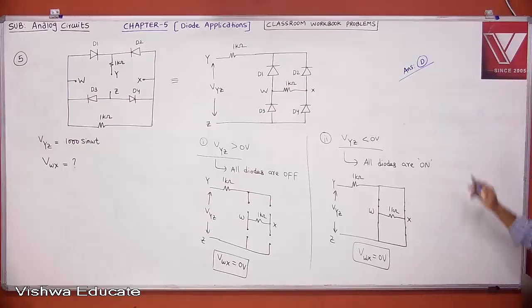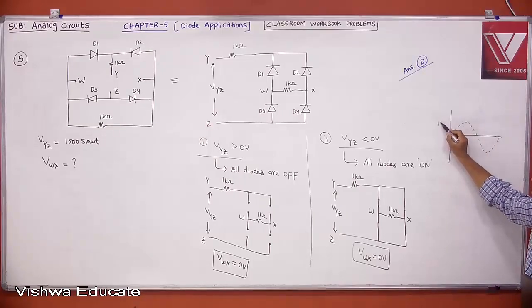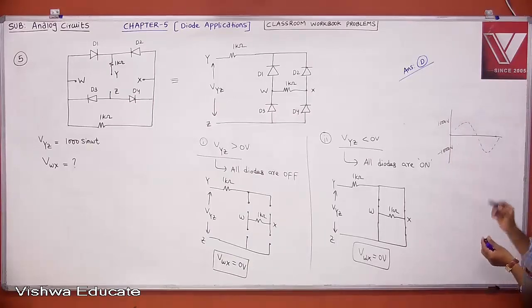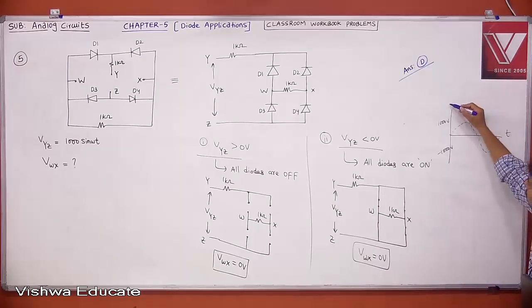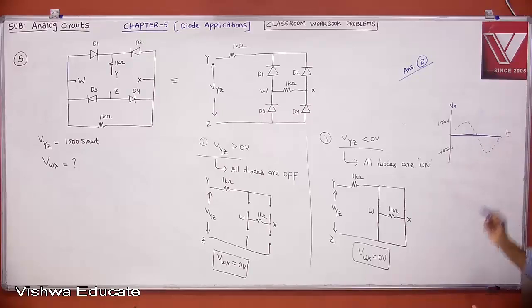Means even though your input is a sine wave having 1000 volt and minus 1000 volt, your output is 0. For any input, for all time t, your output is 0. That's why the answer is D.